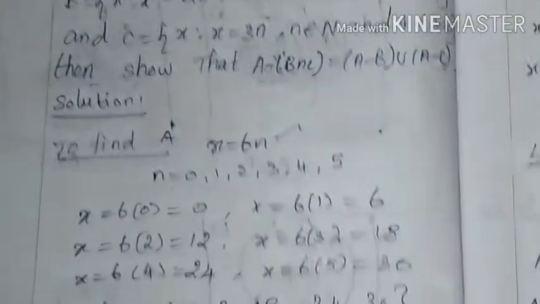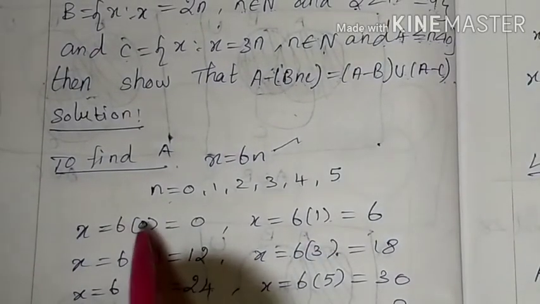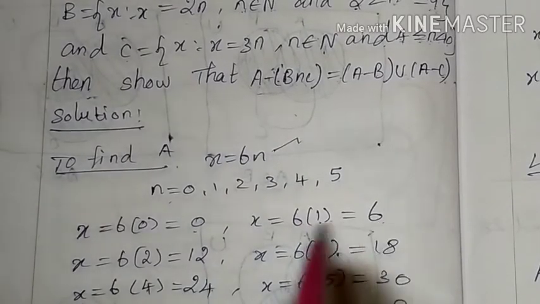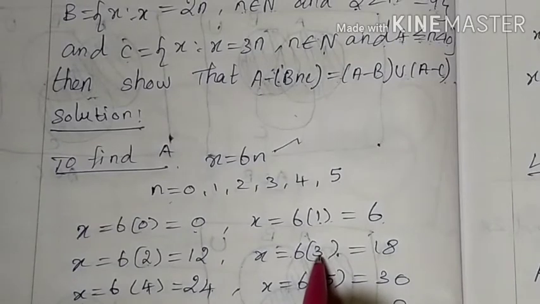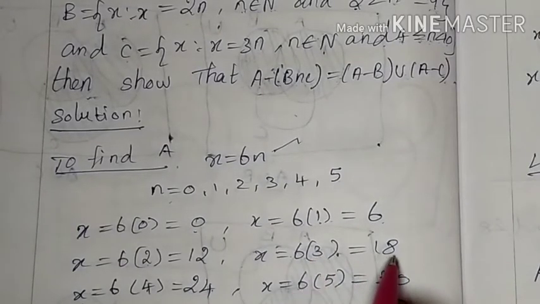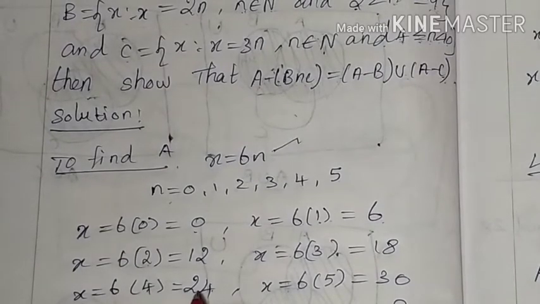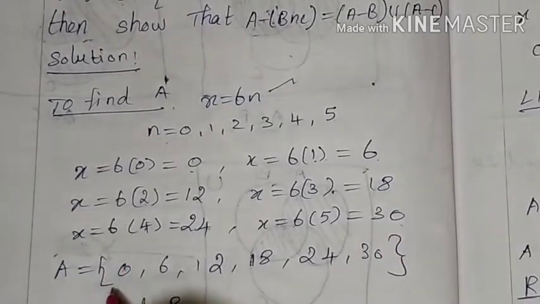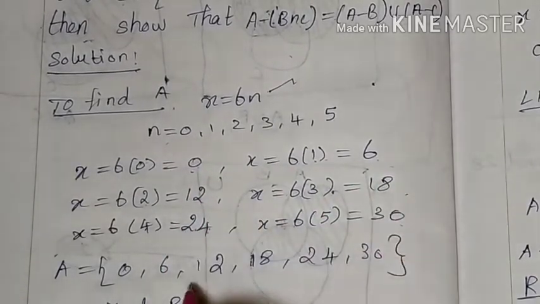One by one you substitute. First 0 replacing n, 6 zeros are 0. Then 1, 6 ones are 6. Then 2, 2 sixes are 12. Then 3 replacing n, 3 sixes are 18. And 4 now replaced, 4 sixes are 24. Then the number 5, 5 sixes are 30. The set A is the set of all the results: 0, 6, 12, 18, 24, 30.